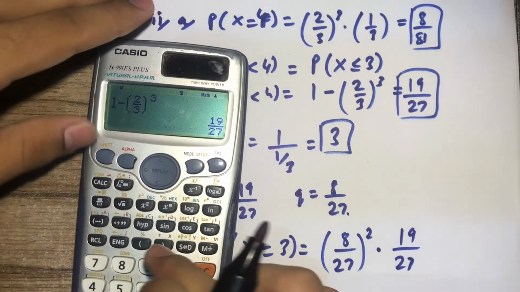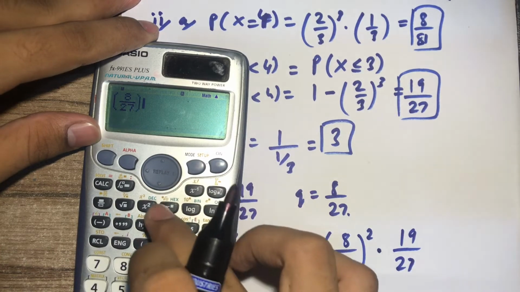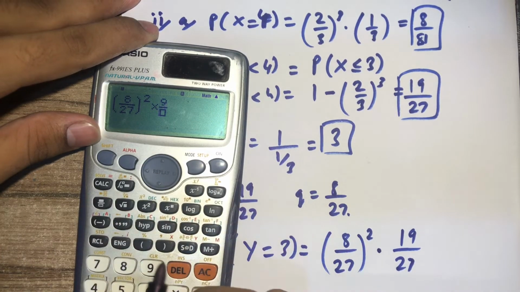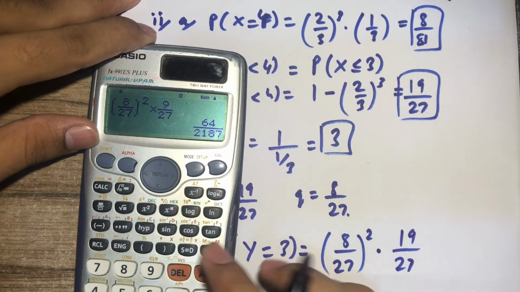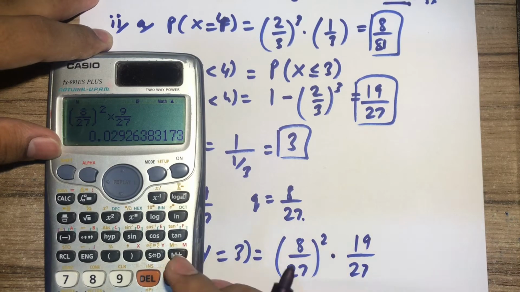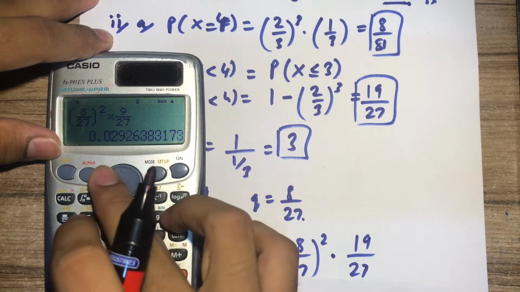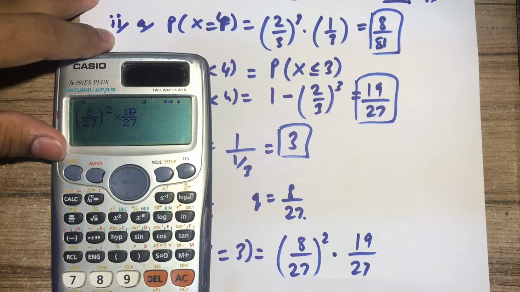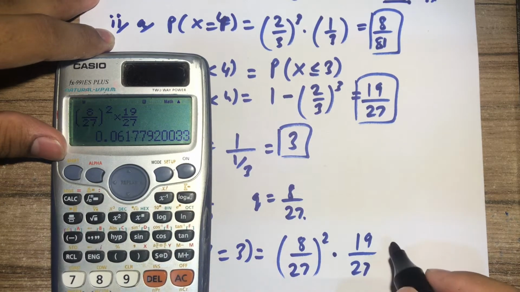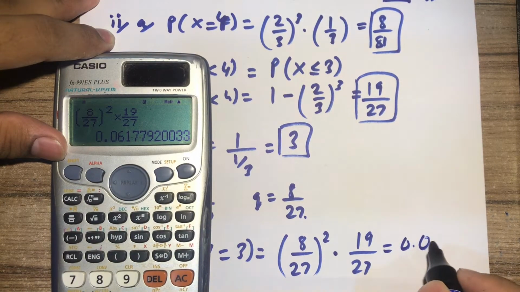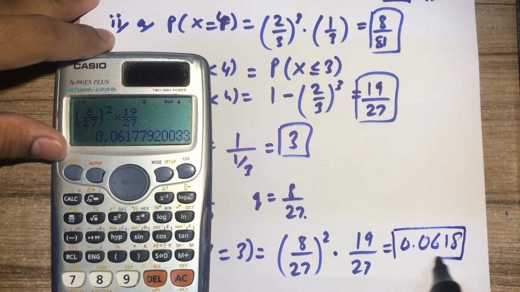So (8/27) square times 19/27. So this is 0.0618. I hope it makes sense.